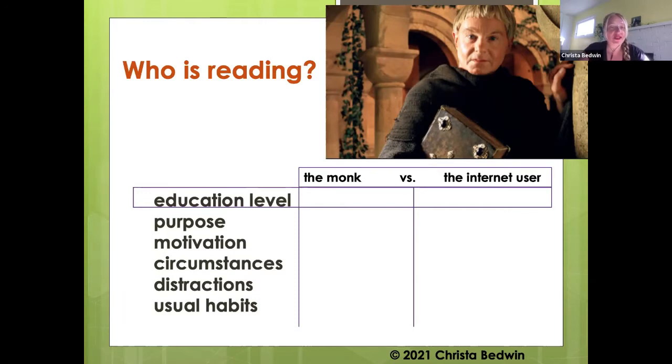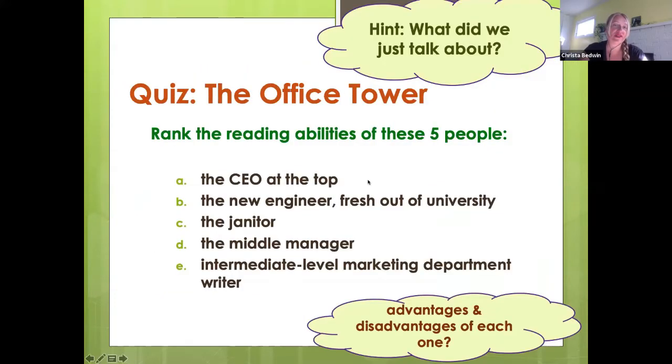You don't know how distracted they are, if they're reading on their telephone or on their computer. And you don't know if they're used to reading, say, academic papers, or they're used to reading only memes. So if you're writing an internet page, you need to be aware that everybody might read it. And what's your motivation to study them?